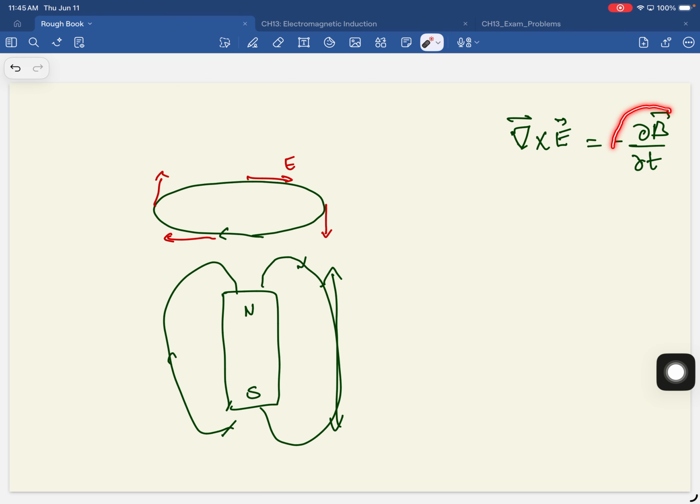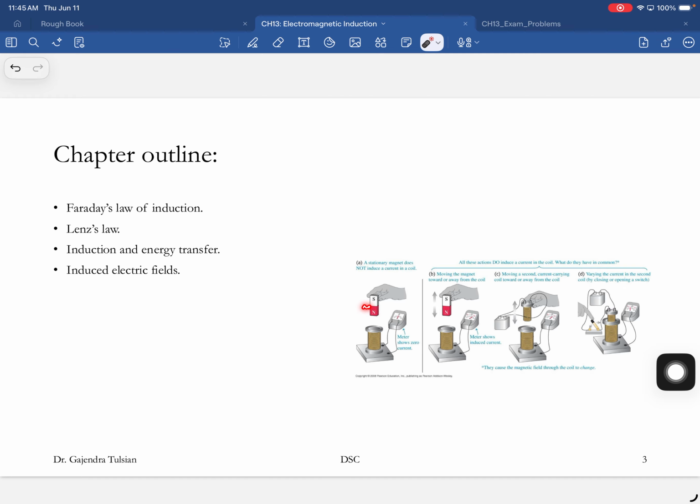If this were zero, if the magnetic field didn't change with time, that would be the situation if you held the magnet steady. The magnetic field in this region is not changing with time. When you did this, you made the magnetic field change with time, and that induced electric fields.